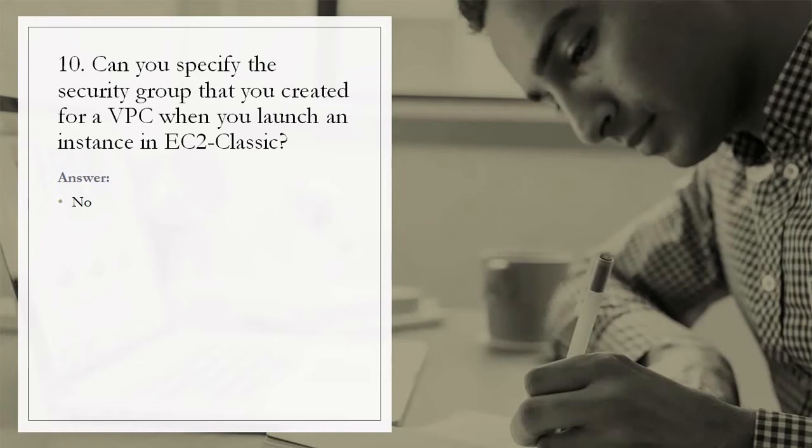Why? If you are using EC2 Classic, you must use security groups created specifically for EC2 Classic. When you launch an instance in EC2 Classic, you must specify a security group in the same region as the instance. You cannot specify a security group that you have created for a VPC when you launch an instance in EC2 Classic.